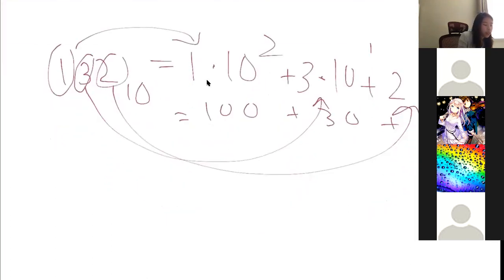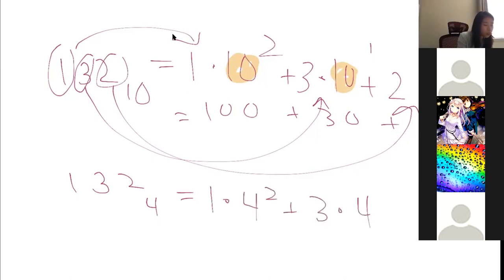All right, now what happens if we have 132 in base 4? Okay, so now it's the same thing as before. It's 1 times 10 squared plus 3 times 10 to the 1 plus 2 times 10 to the 0. But instead of 10 squared, we do 4 squared, and 4 to the 1 and 4 to the 0. Basically all of these 10s, we're gonna replace with 4s. So this becomes 1 times 4 squared plus 3 times 4 to the 1 plus 2 times 4 to the 0. Does this make sense what we did?